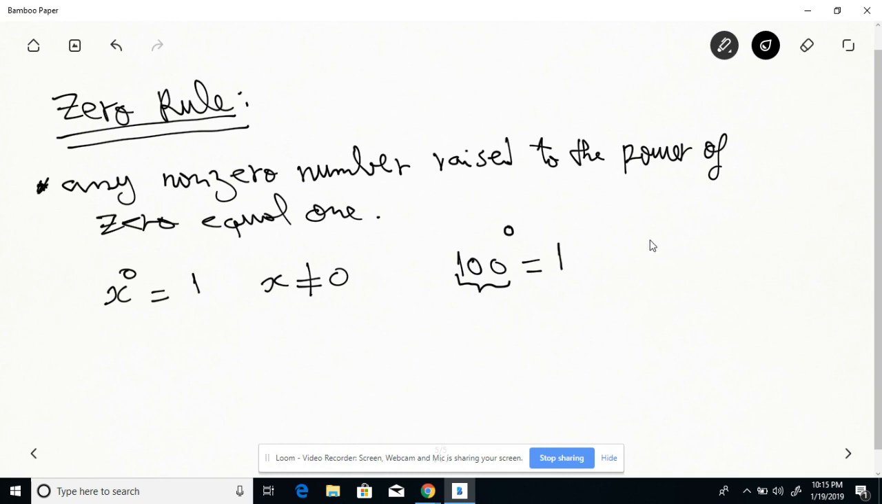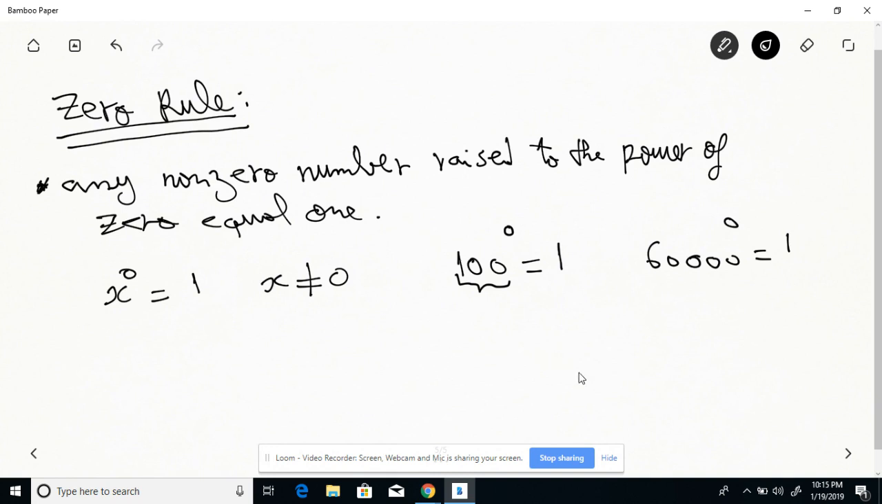So let's say 60,000 to 0 is 1. Remember, any number raised to the power of 0 is 1. Let's say 1 million to 0 is going to be 1. 5 million to 0 is going to be 1. Any number raised to the power of 0 is 1.